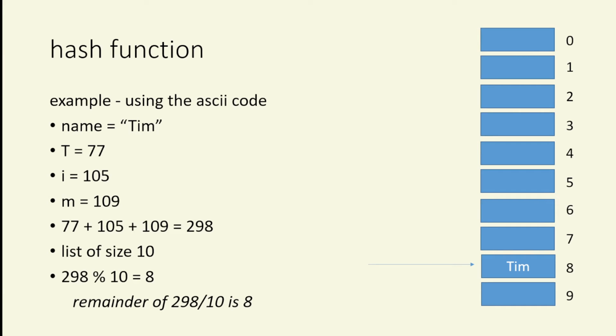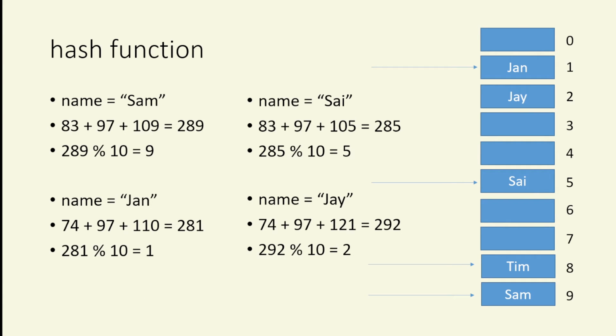What about strings? Well, here we use a hash function using the ASCII code. So we have a name, Tim, we get the values, add them up. List is size 10, we use modular, and after modular the remainder is 8. So we can put the name Tim in the list using index 8. So we can carry on doing this with different names, and we can fill out our list at the index using the modular and the ASCII codes. And that's what's used in this hash function in this example.